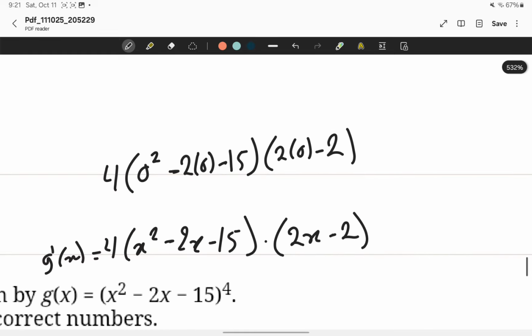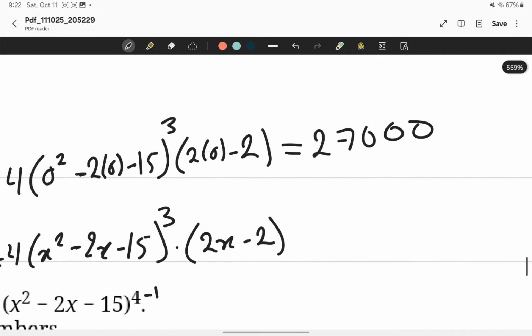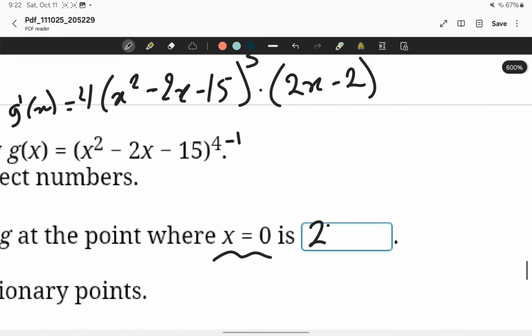Wait one second. Here I forgot to put the power, because this 4 we subtract 1 becomes 3. So just don't forget to put the power like that. After you do this, you get 27,000. So that's the answer for part A.